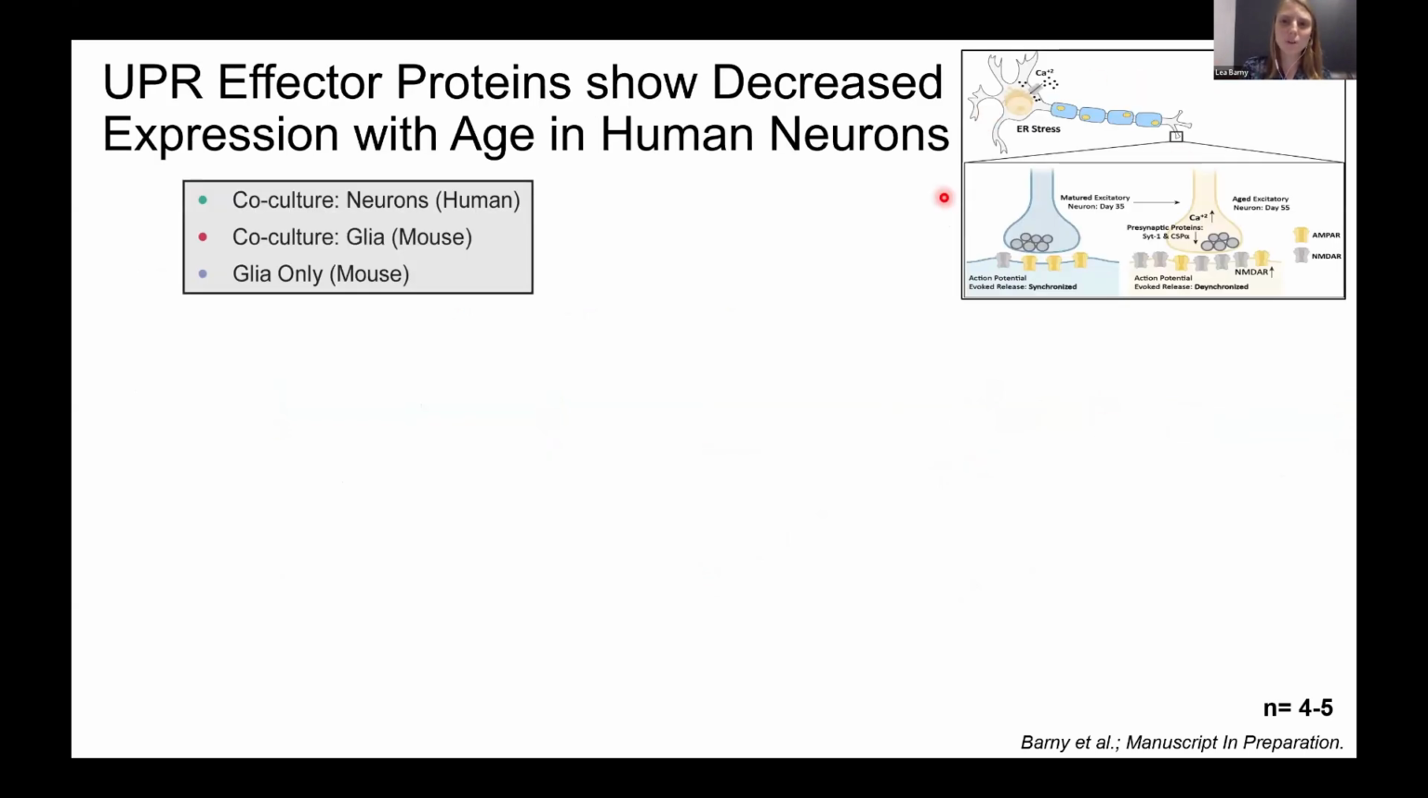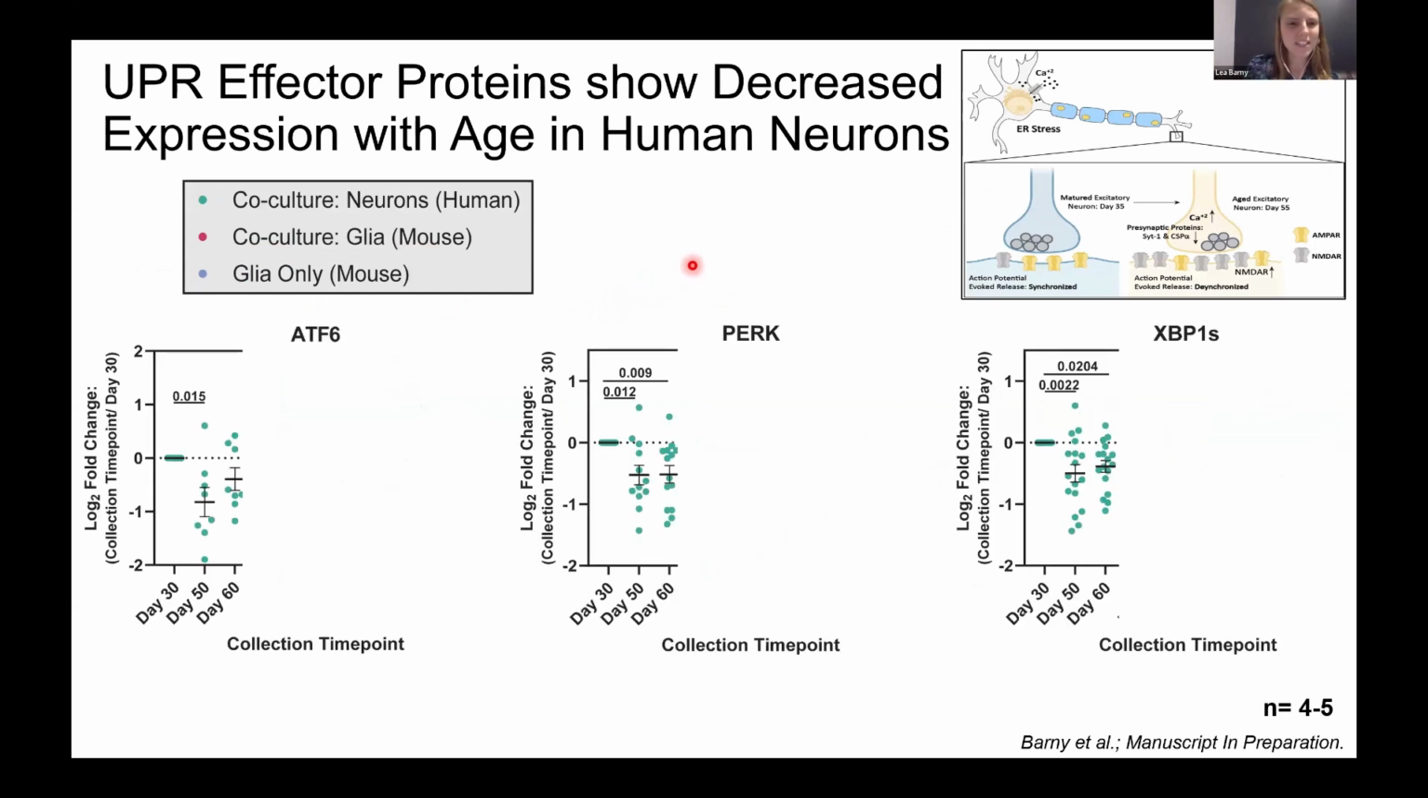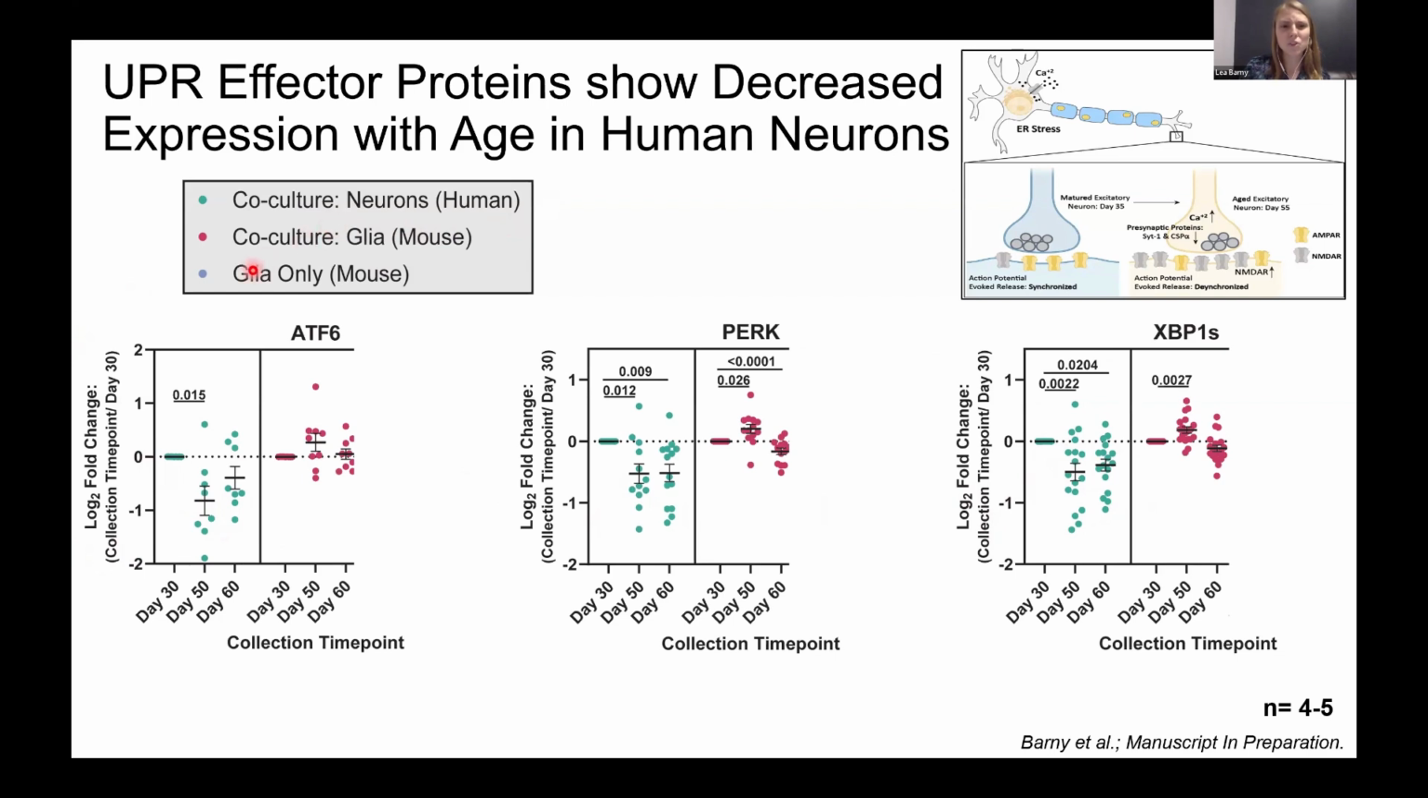So now going back to our work with the Cavallari group, now that we have a pipeline for human neuronal quantification of these protein species specifically, we can see that when we look at the ATF6, PERK, and XBP1 pathways using the target proteins that I mentioned earlier, at the day 50 time point there's a significant decrease in each of the pathways of these targets, whereas in the co-culture glial cells, which are mouse-derived, the opposite looks like it occurs at the day 50 time point.